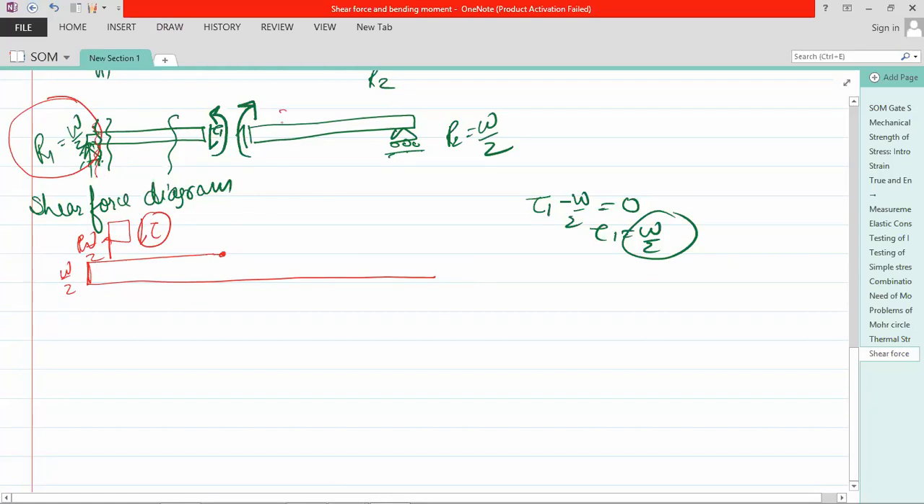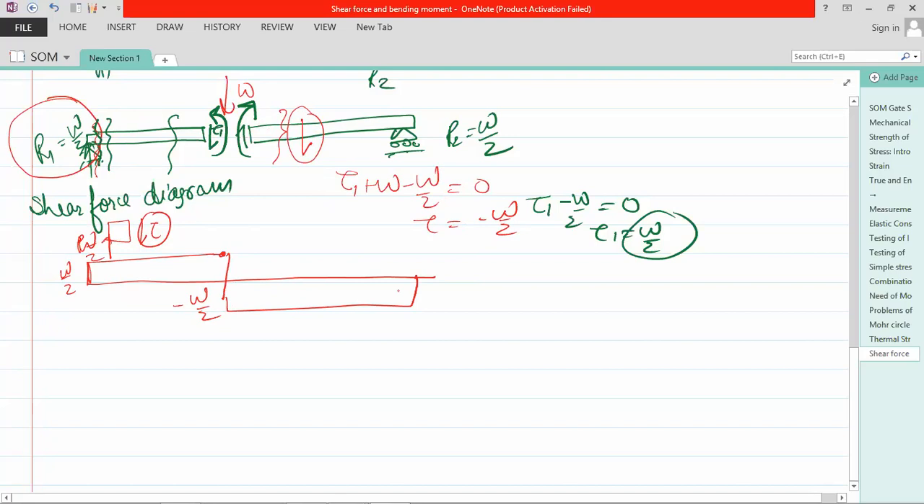Now if you move ahead, you have one force W and one force W by 2, and your shear stress direction is this. Now if you take this one, tau 1 plus W minus W by 2 is equal to 0, then tau is equal to minus W by 2, means it will go like this, and again the whole length the value is same, means it is minus W by 2 at this point. This is a shear force diagram.